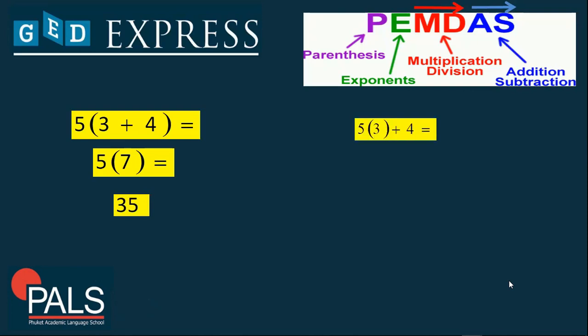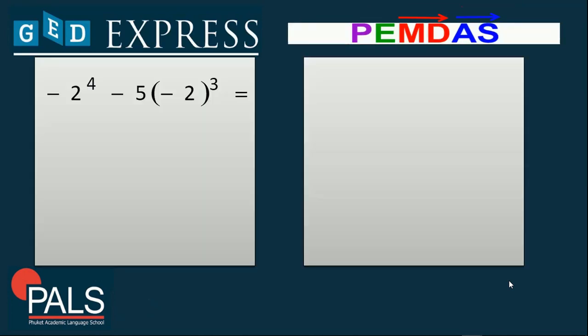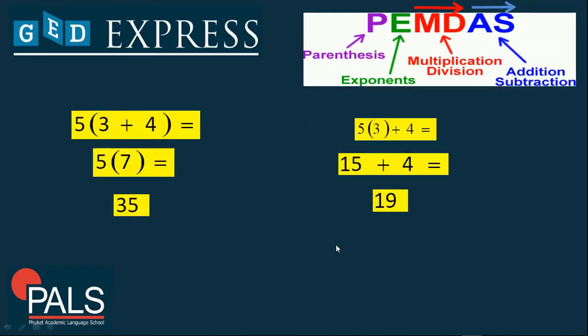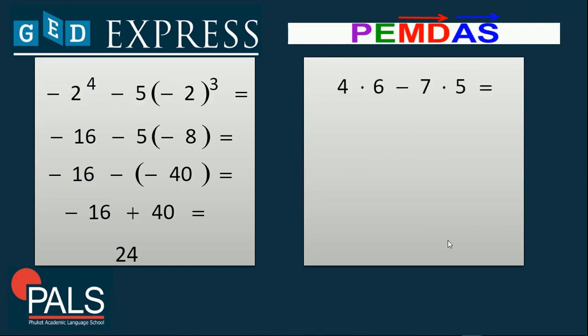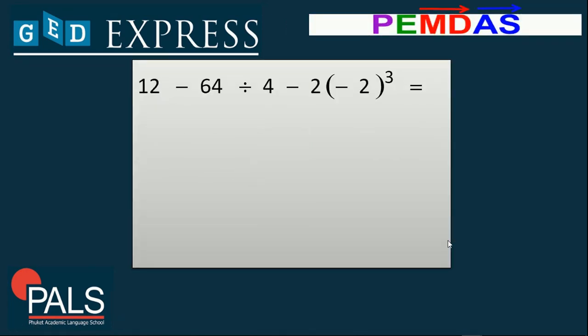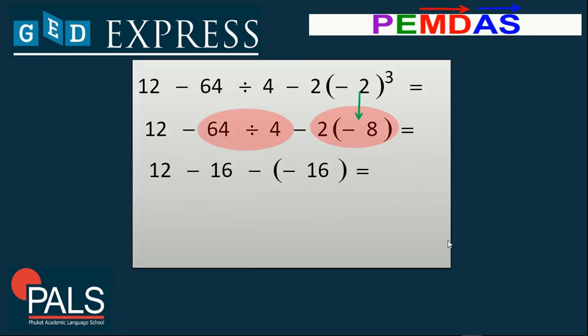For example, in this case, we have a short review. We prioritize the one inside the parentheses, and you will get 35. Same is true with this: 5 multiplied with the parentheses, 3, 15 plus 4, that will give you 19. In this case, we also follow the same procedure. Same is true with this, since this is just a review.